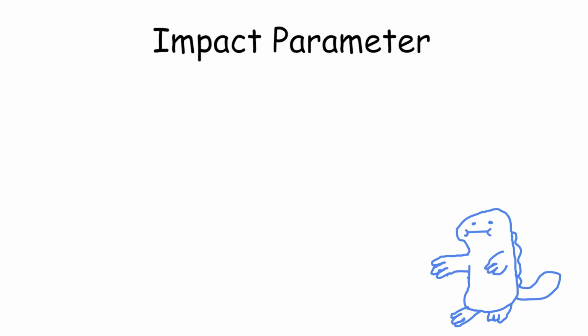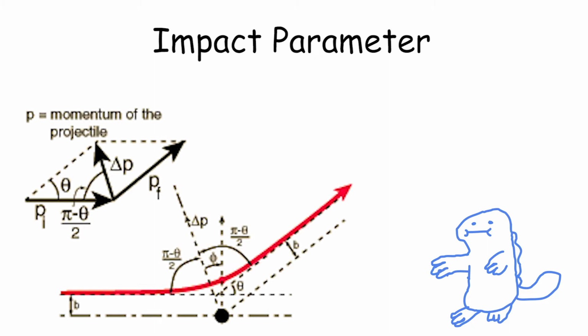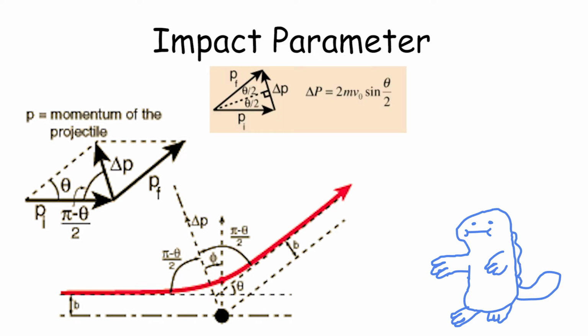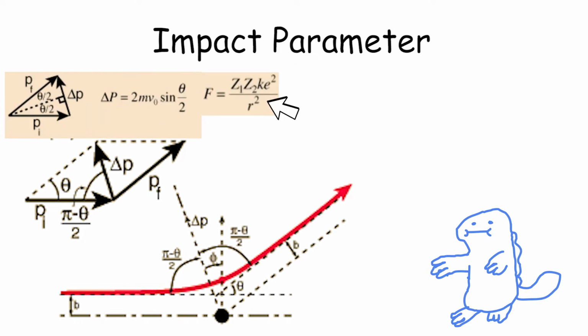So we can firstly work out the change in momentum. And using the scattering geometry, we get this equation. A fairly simple one that we can work out using this diagram. Because there are two charged particles, Coulomb's law must be used to work out the force between the two. However, this force is only acting upwards.